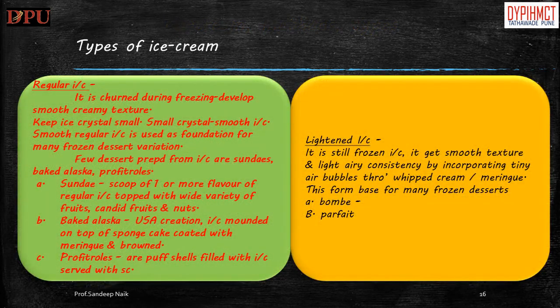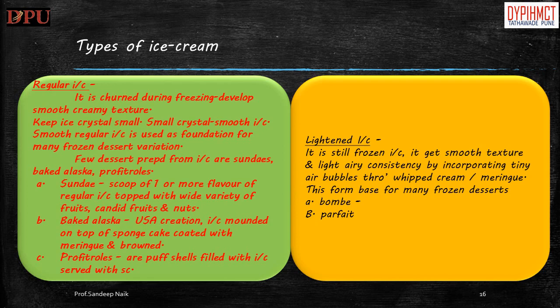Types of ice cream. Regular ice cream. It is a churned frozen kind of ice cream. Regular ice cream is churned during freezing to keep the ice crystals small, resulting in a smooth ice cream. Regular ice cream is used as foundation for many frozen dessert variations. A few desserts prepared from ice cream are sundaes, baked Alaska, profiteroles.